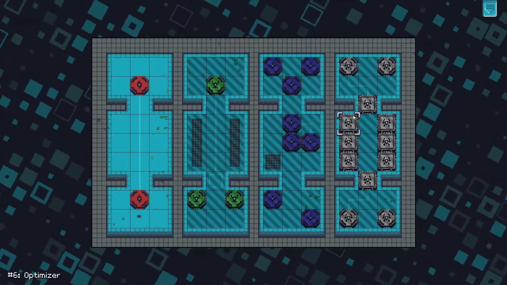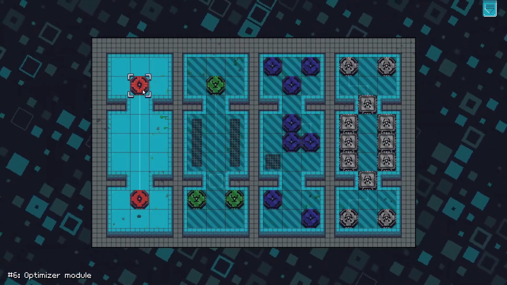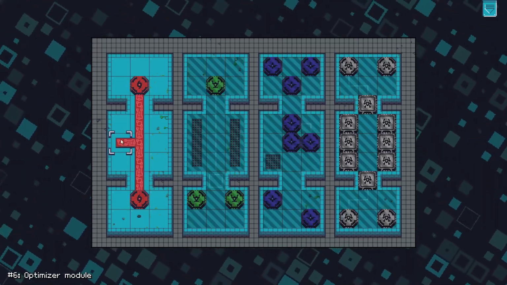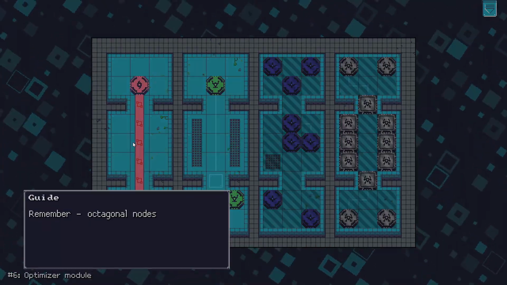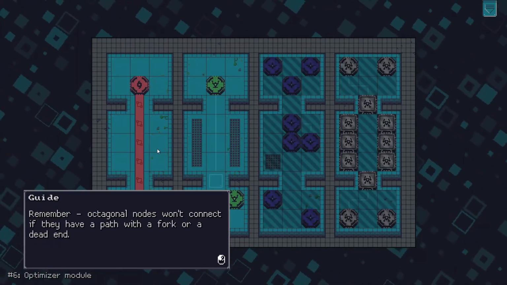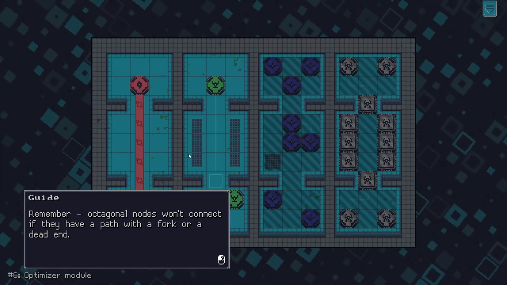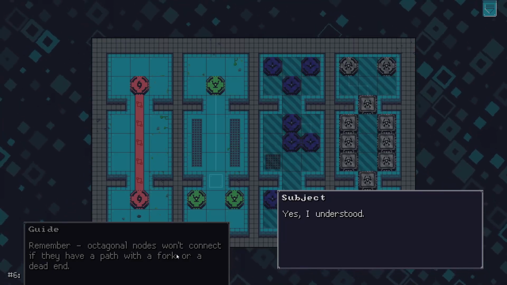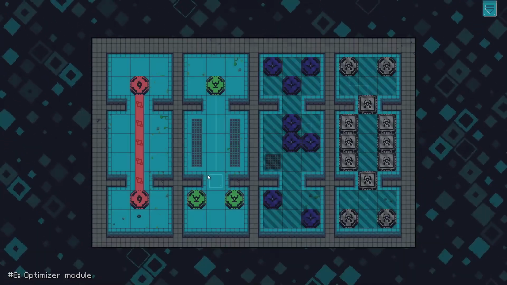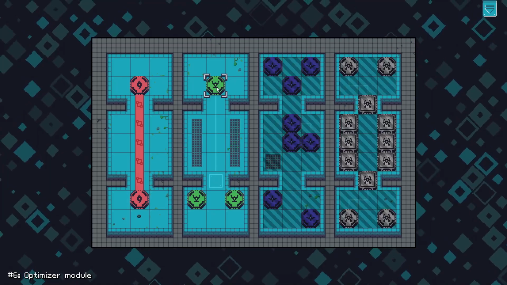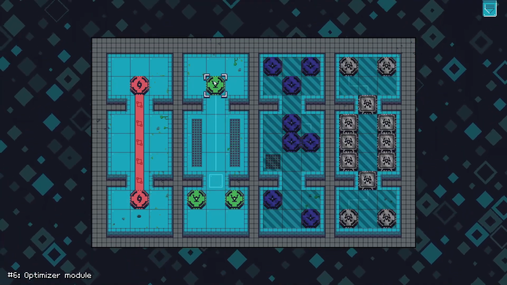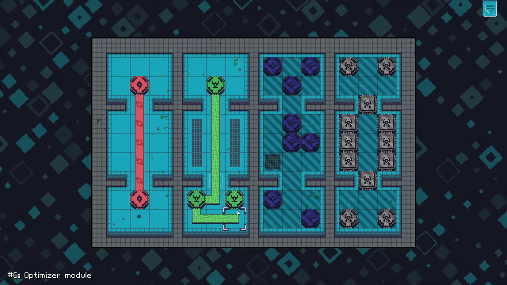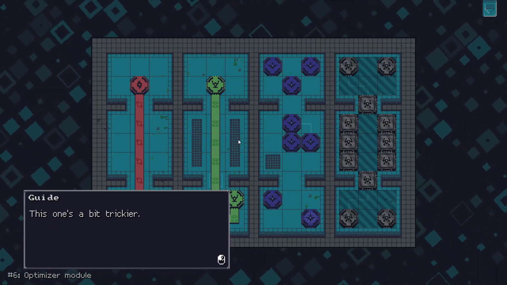But anyway, doesn't matter. This is optimizer module. So how is it? If there's a dead end, it's not happy, it needs that. Remember, octagonal nodes won't connect if they have a path with a fork or a dead end. Okay. Yes, I understood. Actually, I needed a refresher. I appreciate that. Alright, no dead ends or forks. So that's a fork. That would be, but this would not. Okay. This one's a bit trickier.